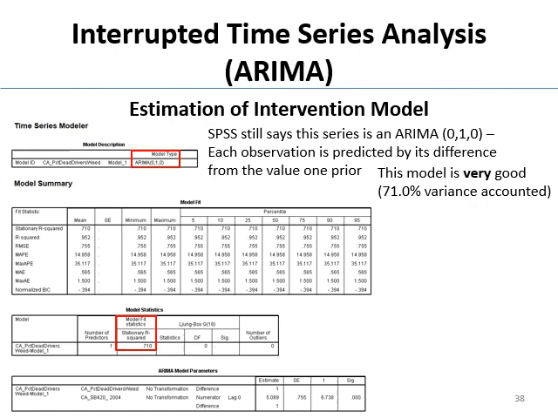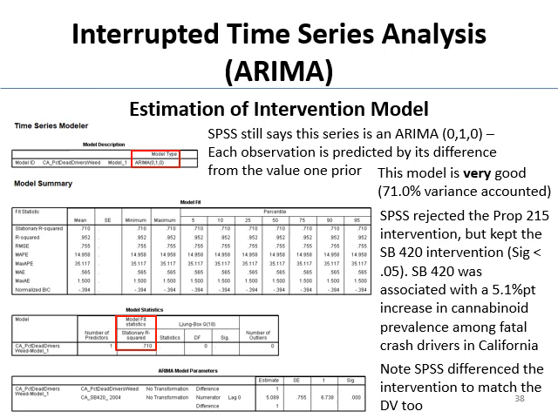So SPSS, note down here, what's left in the model is SB420, but Prop 215 isn't shown, right? And so what's going on is SPSS kicked out Prop 215. It said it wasn't statistically significant, and it booted it. So that's why it's not shown in the model anymore. So SPSS rejected the Prop 215 intervention, but kept the SB420. It has a sig, if you look over here, that's less than 0.05.